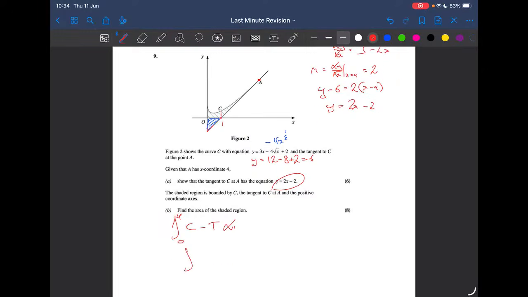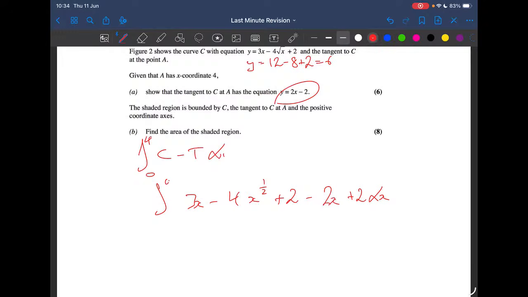What was the curve? It's going to be 3x minus 4 root x plus 2. Take away this thing, so take away 2x and plus a 2. Let's collect some bits first. What we're going to have, still 4 and 0 up there. We've got 3x, take 2x is x. We've still got this square root part, so minus 4 root x. And then the numbers, we've got plus 4.